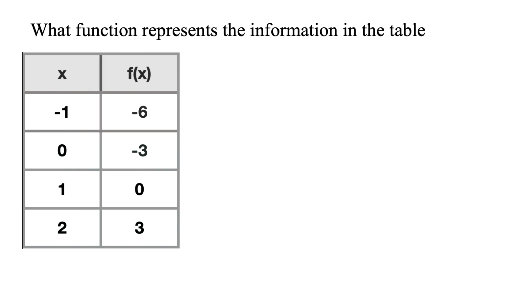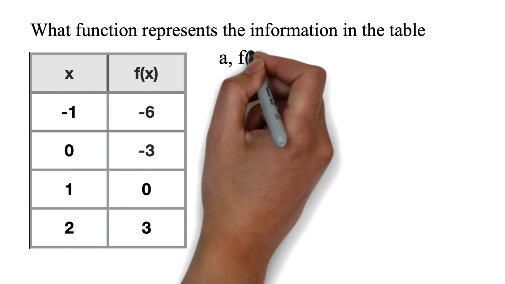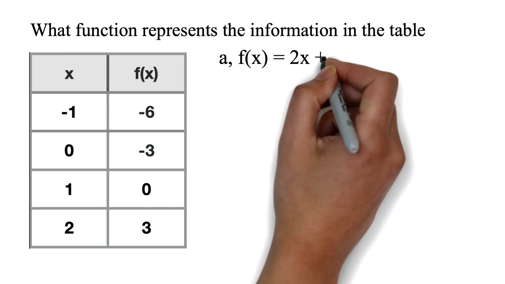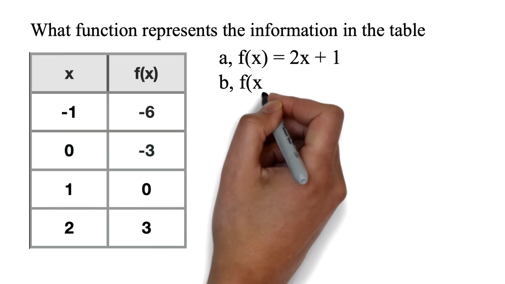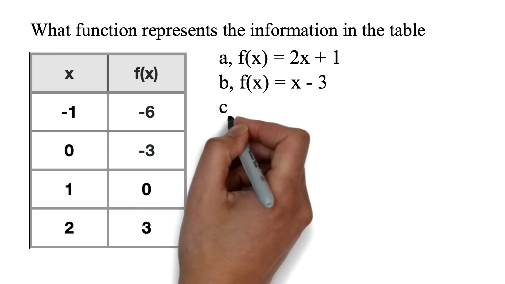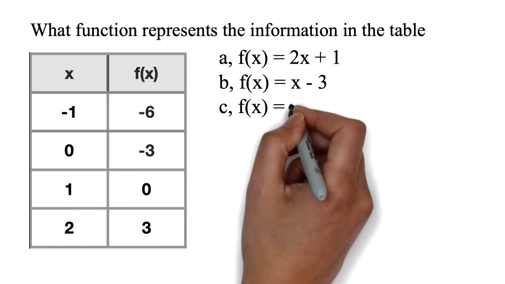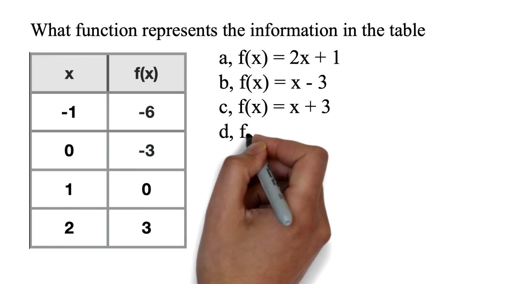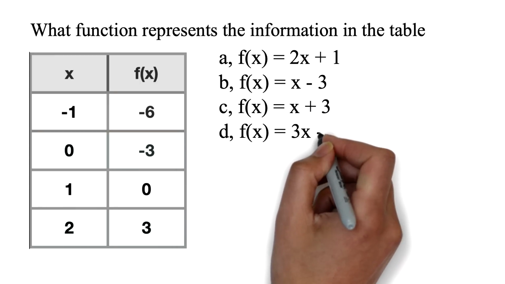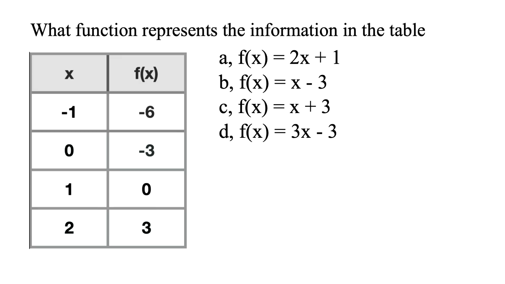Question 13. What function represents the information in the table? A. F of x equals 2x plus 1. B. F of x equals x minus 3. C. F of x equals x plus 3. D. F of x equals 3x minus 3.